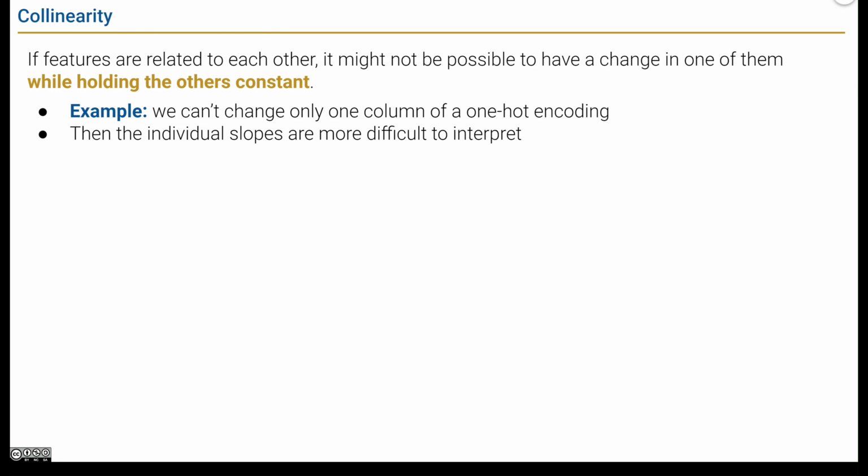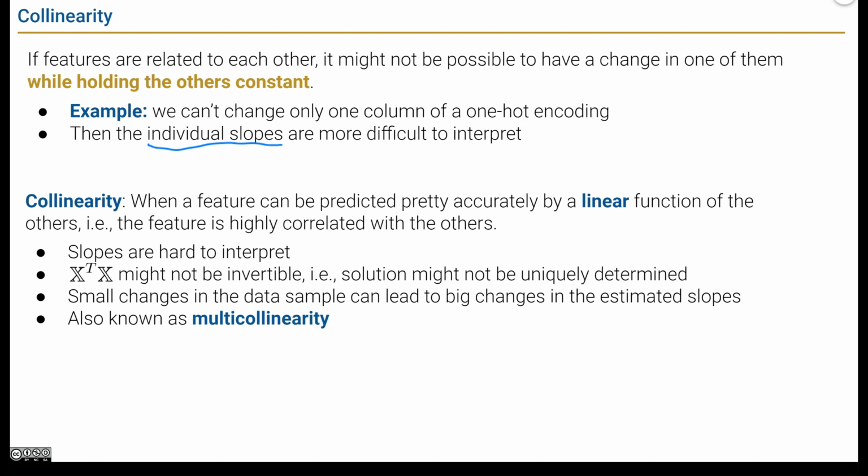Because what happens is, having a change in one of them, it may not be possible to change one while holding the others constant. And so this idea of, oh, this is the actual impact from this particular parameter isn't really true, because that particular parameter is actually really dependent on the others. And this is actually called collinearity in your features.